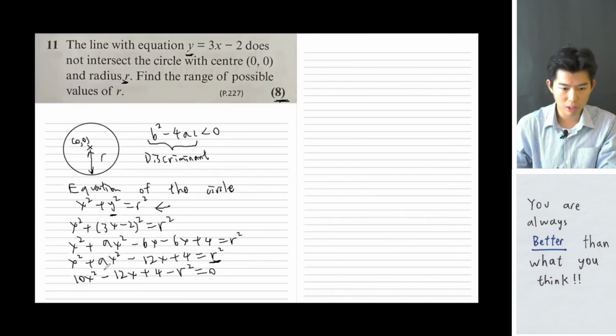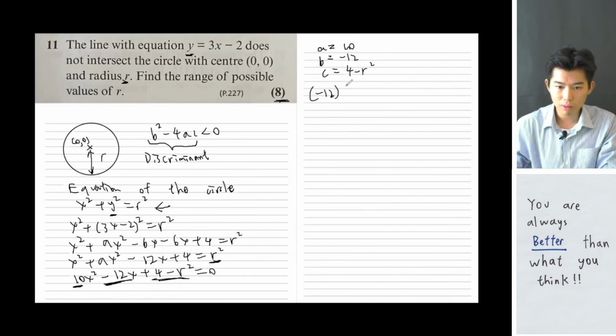So now it's pretty clear. This one is a, this one is b, and this one is c. Let's say a equals 10, b is minus 12, and c is 4 minus r squared. Substitute these three values back into the discriminant first. Minus 12 squared minus 4 times 10 times (4 minus r squared) smaller than 0.